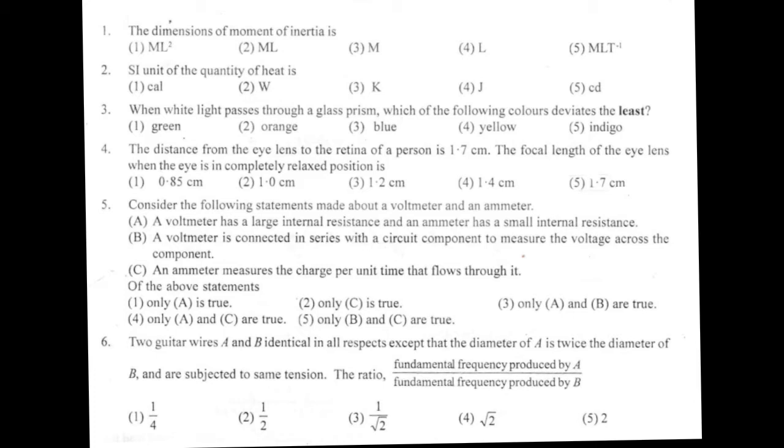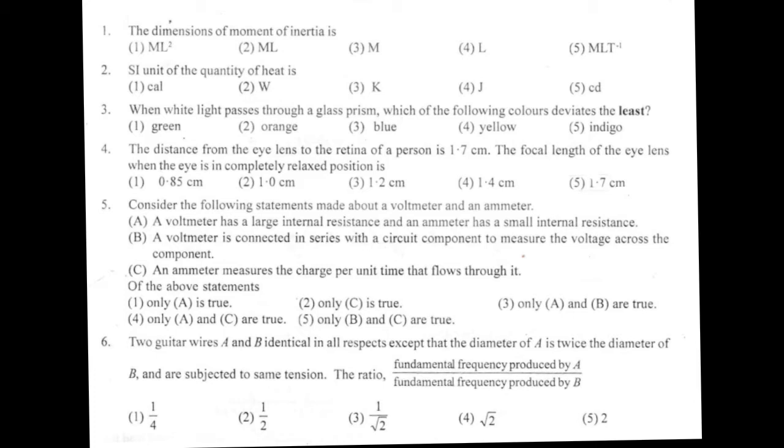So to answer this, remember the color spectrum. The colors are in the order of VIBGYOR. The red light will deviate least. So red is not in the answer. Next to red is orange. The answer is 2. Question number 4.